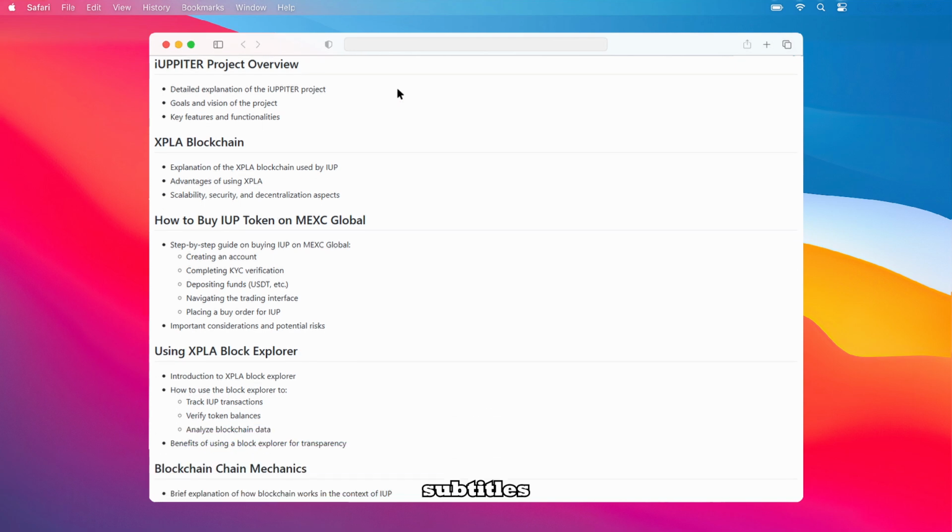Delve into the IUP project, providing a detailed explanation of what it's all about. We'll explore the project's core goals and overall vision, giving you a clear understanding of its aspirations. We'll also highlight the key features and functionalities that make IUP unique and what it offers to its users and the broader ecosystem.